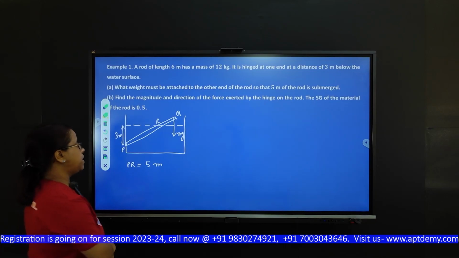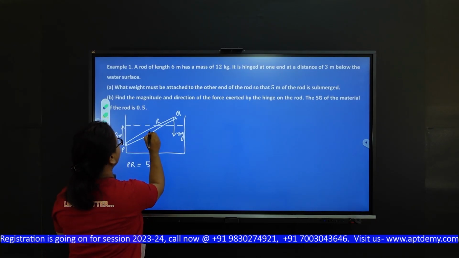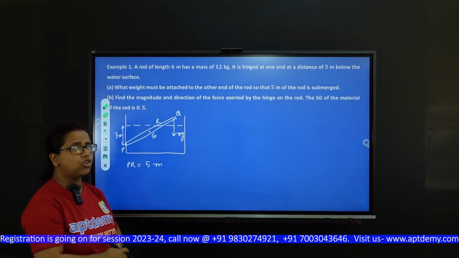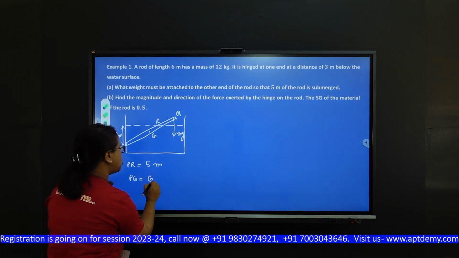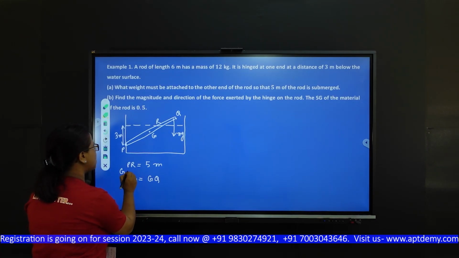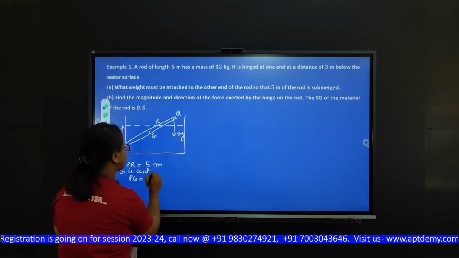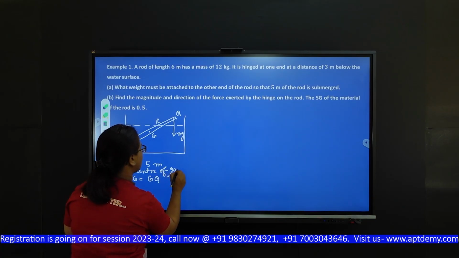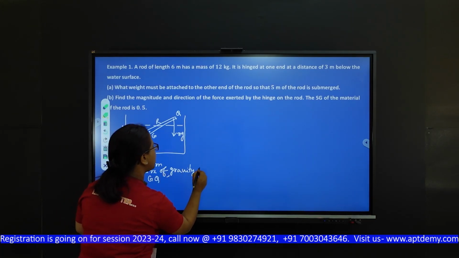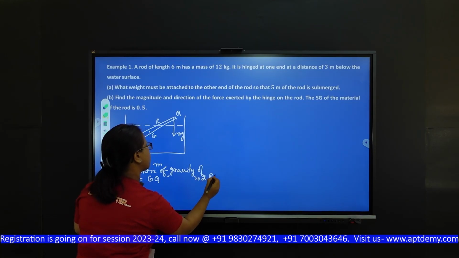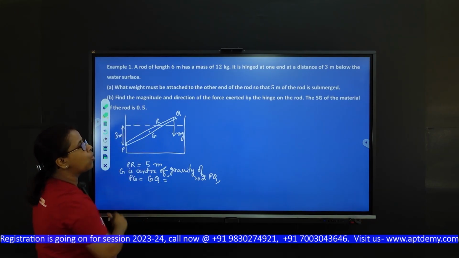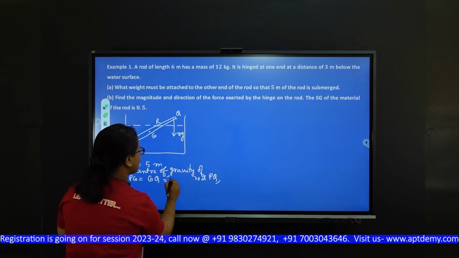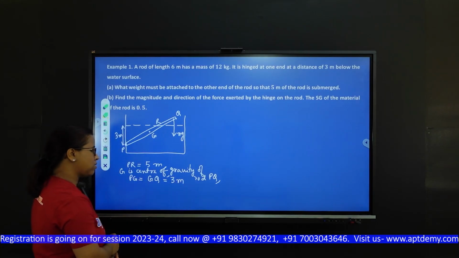We have the rod as PQ, and let us suppose that the center of gravity of the rod is represented as the point G. So this gives us that PG should be equal to GQ, since G is the center of gravity of the rod PQ. So PG should be equal to GQ, and as the net length of the rod is 6 meters, this gives us each of these as equal to 3 meters.